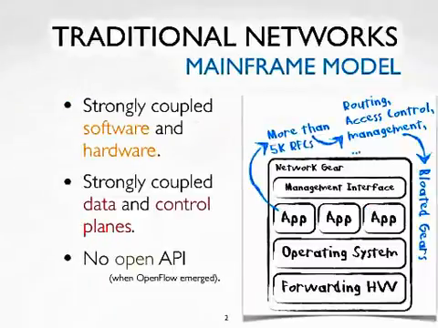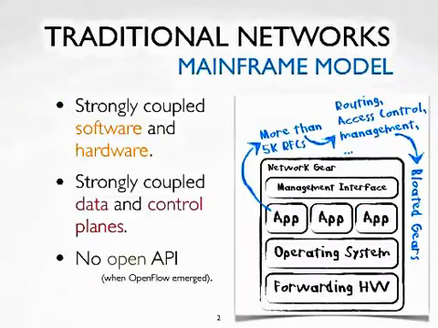So traditionally, networking gear has the mainframe business model. You have a big box. This box has forwarding hardware. On top of that, there is an operating system. There are a lot of apps. And on top of that, you have a management interface that you can connect to this switch, router, or any kind of networking gear, and configure it using this app to get network functionality out of a single box.